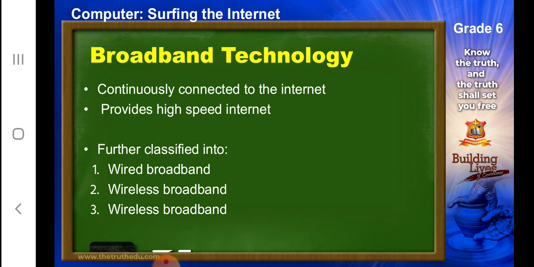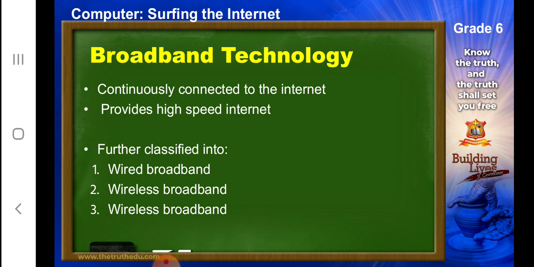Now, what are these? First, we are going to talk about the wired broadband. This is the best and the highest speed of internet which you can experience when compared to all three of them. Here there is a cable. When you buy an internet connection from Airtel or from BSNL, they will give you a modem as well as a cable. You can connect the cable to a desktop or a laptop, and you can experience high speed internet. That is called wired broadband.